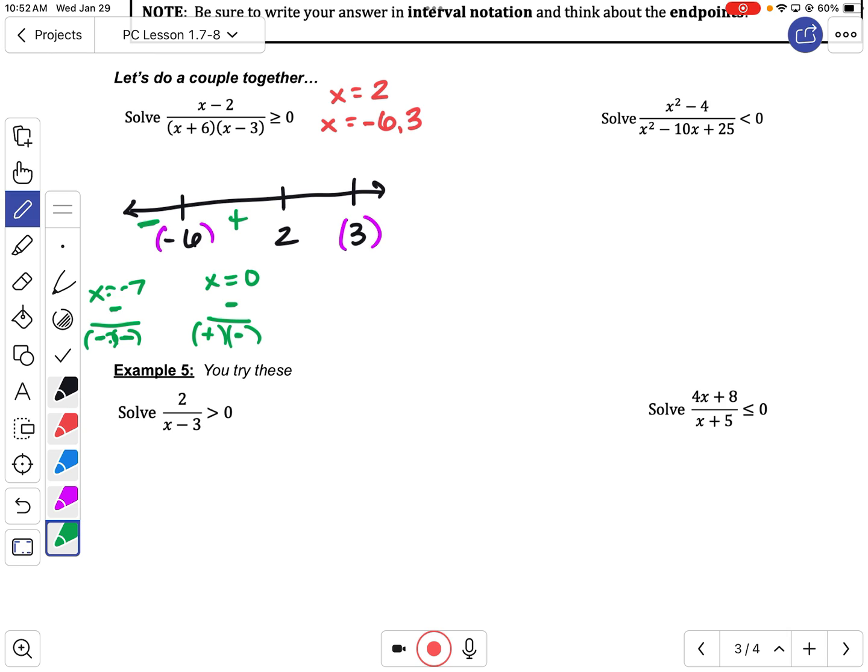Number between 2 and 3, that's not real easy. So we just got to say, let's do 2.5. It's in the middle, but I think we can still make it work, because we're just looking at signs, not actual answers. On the top, 2.5 minus 2, would that be positive or negative? Positive. 2.5 plus 6. 2.5 minus 3, negative. What's that whole fraction sign going to be when you're done? Negative.